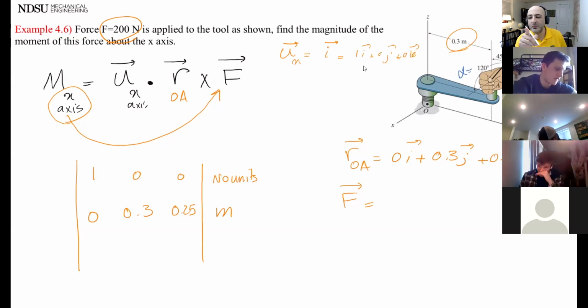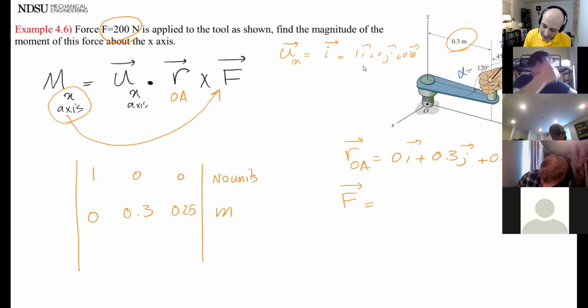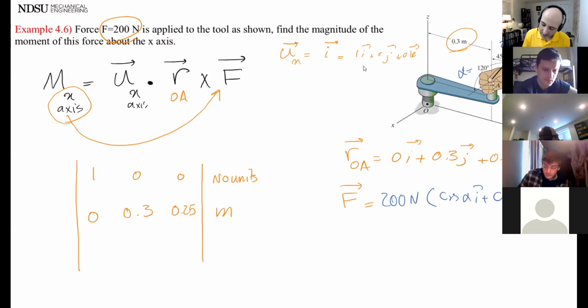One other thing to pay attention to: it's not going literally to the Z axis, because all we care about is the direction. So you just put a thinner line there and find the angle with that, which is the same as if it went all the way to the axis. It's just the direction that matters. Once we know that, it's pretty easy. 200 newtons, cosine alpha I, cosine beta J, cosine gamma K. That's from coordinate direction angles.